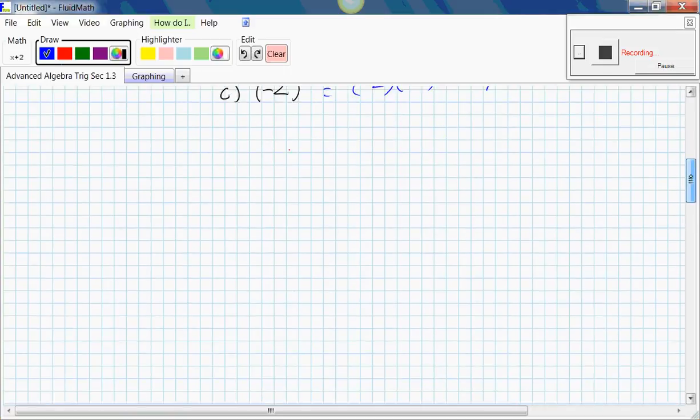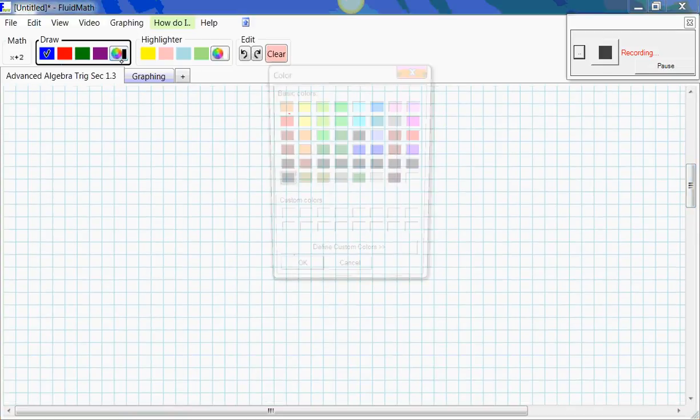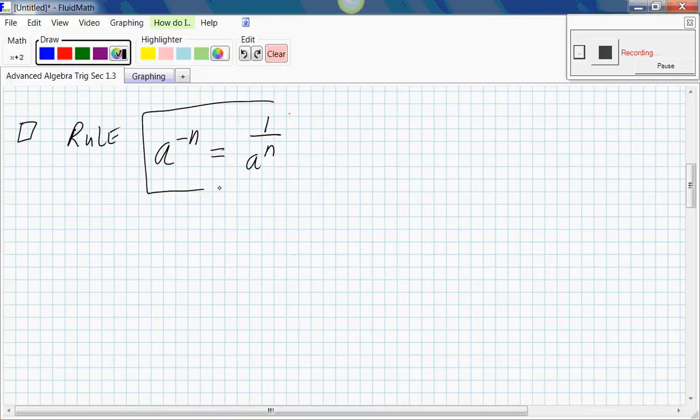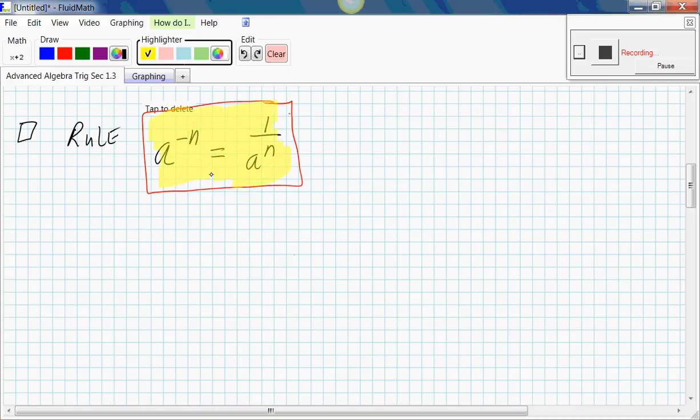Okay, let's move on here. Third box here is going to be a rule. It says a to the negative n is equal to 1 over a to the positive n. Super important rule there, so let's highlight all that. Big important rule. Make sure you get that.